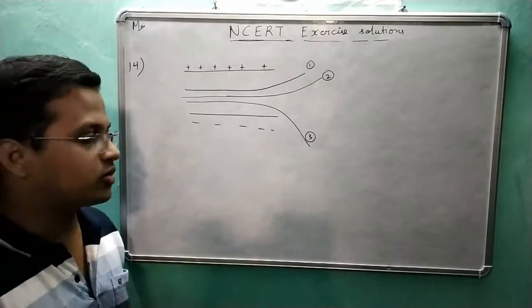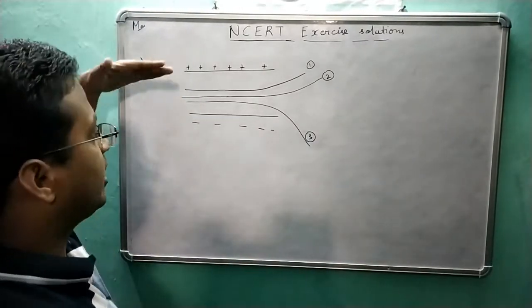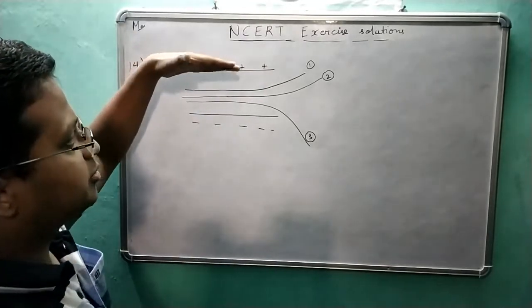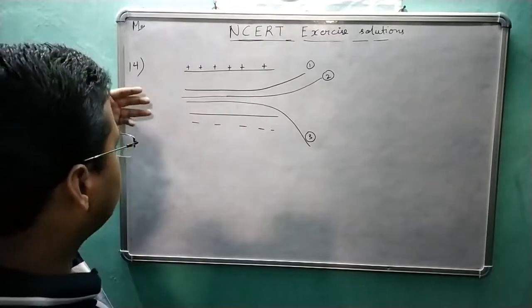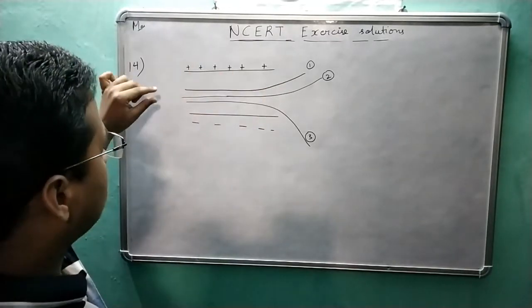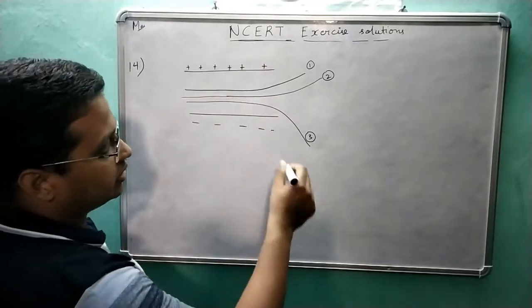Alright. Okay, let's come to the next question. In this it is given that we have two different seeds. One is positively charged and the other one is negatively charged. Three particles. The trajectories of three particles are given. We have to predict the sign of them.